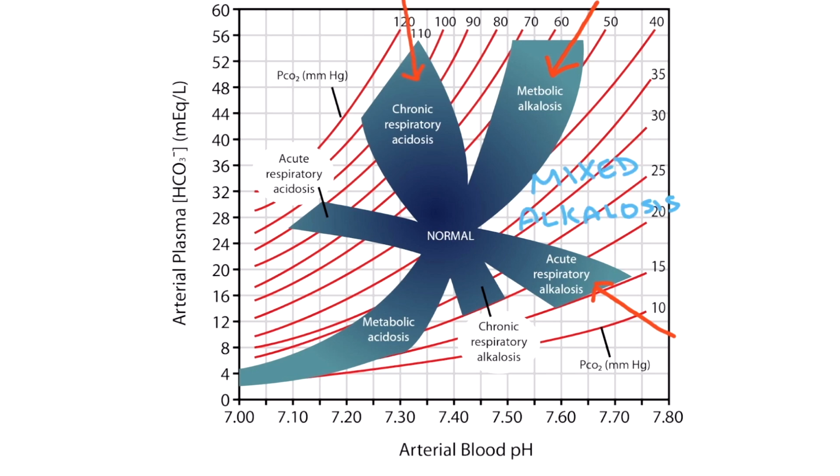pH less than 7.4 with high bicarbonate and high partial pressure of carbon dioxide corresponds to respiratory acidosis. In contrast, pH less than 7.4 with low bicarbonate and low partial pressure of carbon dioxide corresponds to metabolic acidosis. Anything in between these conditions is mixed acidosis.